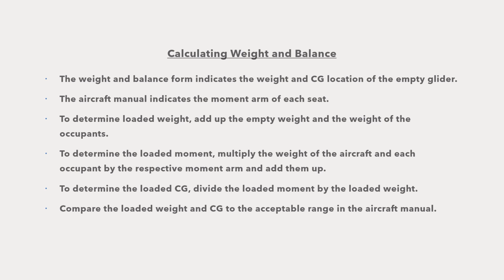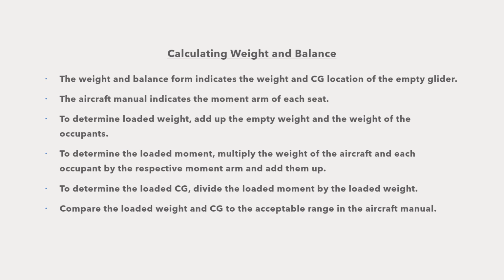So to make sure we have the center of gravity in the correct place compared to the center of lift, we need to be able to calculate where the center of gravity is. So we do a weight and balance calculation. The center of lift is not something we can do much about. That's something the aircraft designer has taken care of and has put it where they want it. So to do that, look at the weight and balance form, which should be kept in the glider. That will indicate the weight and the center of gravity location of the empty glider.